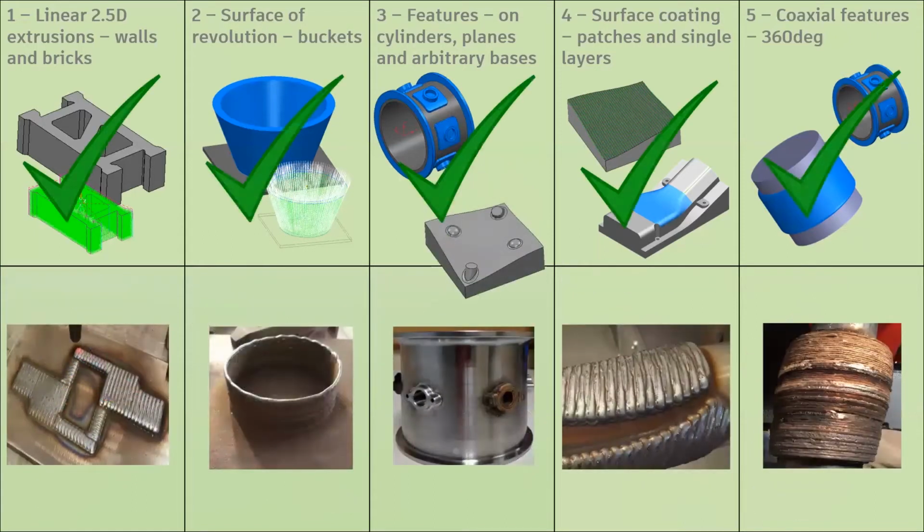The current basic tools that PowerMill has will cover this top section, categories 1 through 5, and through a different series of toolpaths and different things like that, we can achieve the results shown here on the bottom with the coaxial features, the surface coatings, feature constructions on an arbitrary surface or on a revolved surface, as well as creation of buckets and 2.5D features.